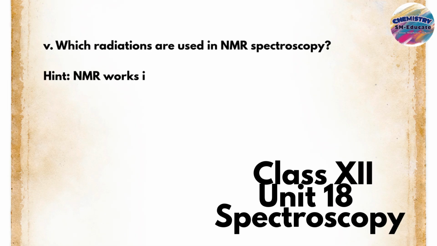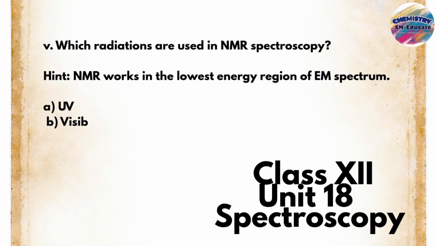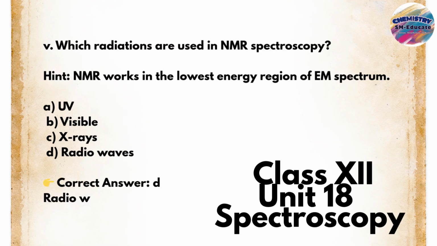5. Which radiations are used in NMR spectroscopy? Hint: NMR works in the lowest energy region of the spectrum. A. UV. B. Visible. C. X-rays. D. Radio waves. Correct answer: D.